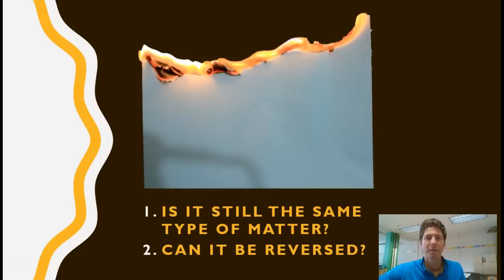How about burning a piece of paper? This was one from that beginning example. Is it still the same type of matter? The answer is no, it's not. It's not still paper when you burn it, and you cannot reverse it. So this is a perfect example of a chemical change, which we'll look at in a little bit.